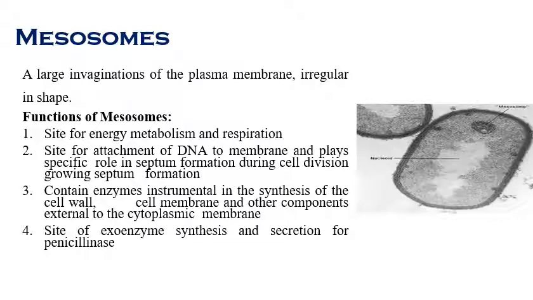It is also the site of energy metabolism and respiration, and the small finger-like constrictions which are present, sorry, I forgot to place the diagram, help to form the septa during binary fission. So the septa are helpful to form the septum, which helps to divide the bacteria equally. Some exoenzyme synthesis and secretion of some penicillin enzymes also happen in mesosomes, but the major function is the formation of the septum during cell division, especially binary fission.